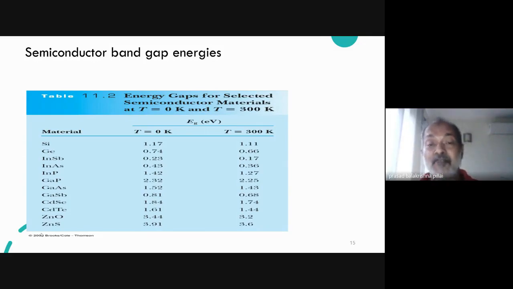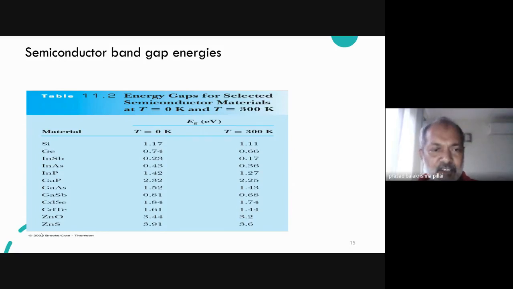The band gap doesn't remain constant with temperature. So like in the case of conductivity, we have defined it at a particular temperature. Similarly, the band gap also, but then the dependency is not that high. So very often one can neglect it, but there are significant changes. You see that at 0 degree, the band gap of silicon is 1.17 electron volt, whereas at room temperature it is 1.11. So typically we say that the band gap of silicon is 1.1 electron volt.